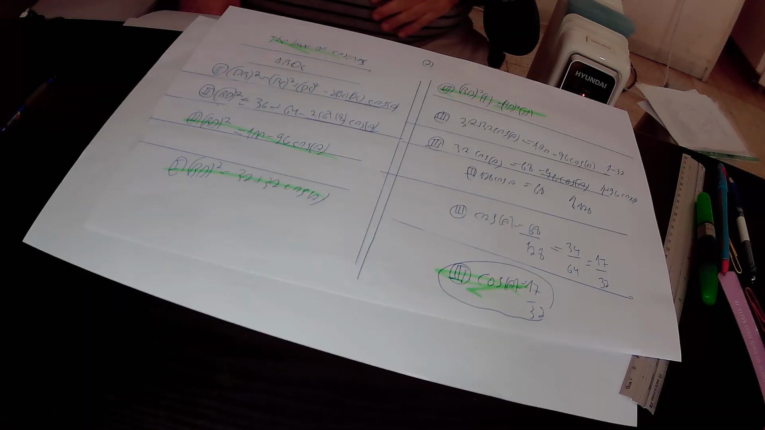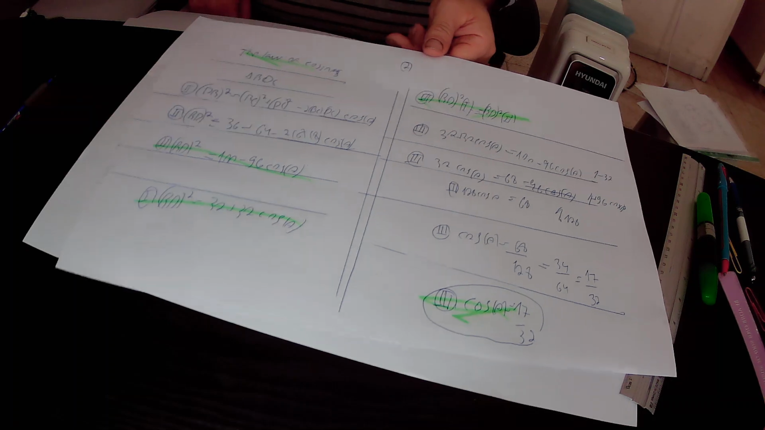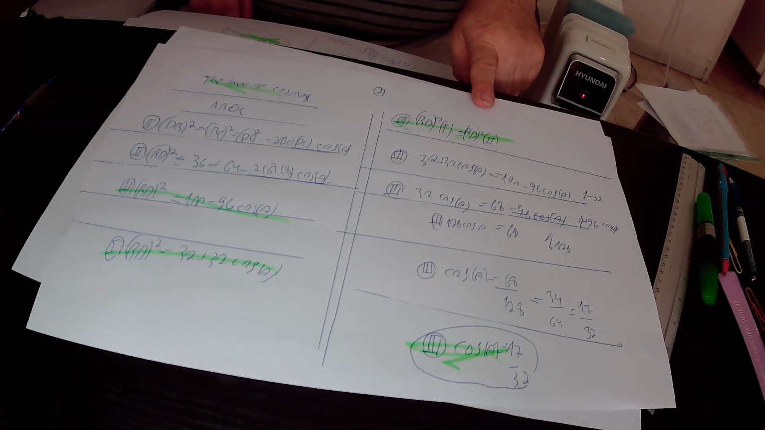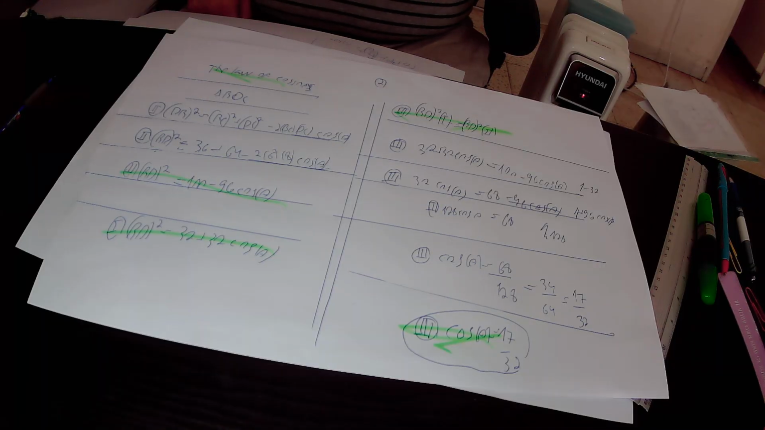So we have two different equations for BD squared. Therefore, we can write equation 3, which says that BD squared according to equation 1 must be equal to BD squared according to equation 2. BD squared according to equation 1 equals 32 plus 32 times cosine theta.